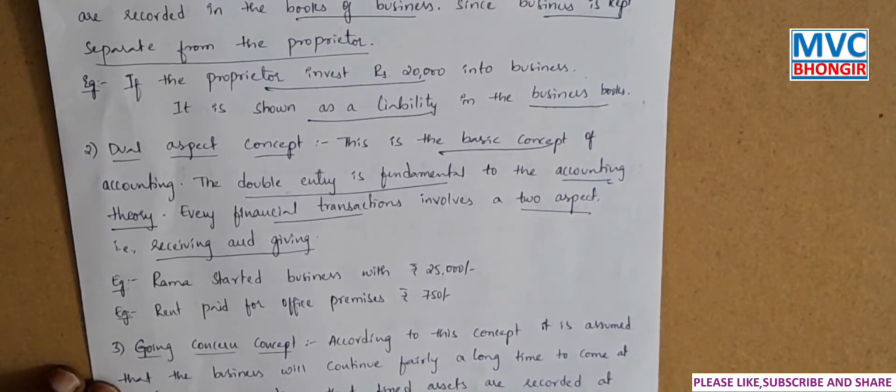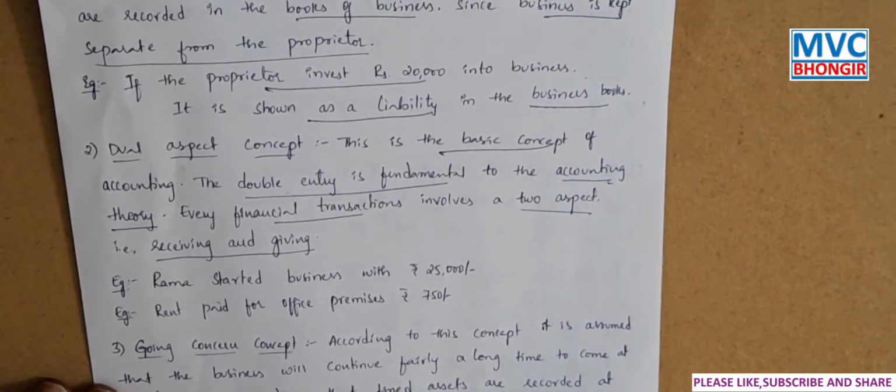Here we are taking an example: Rama started business with rupees 25,000. Here two aspects will be applicable, that is the receiving aspect and the giving aspect. Receiving: the business, the organization, is taking the amount. The cash is being received, and who is giving? Rama is giving the amount to the business. So two aspects we have to write.